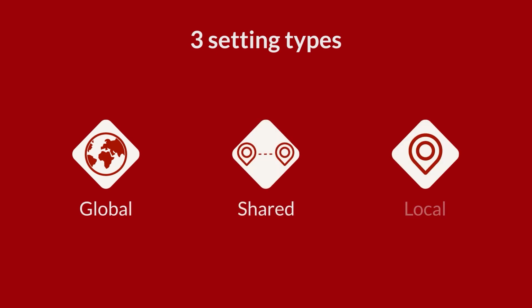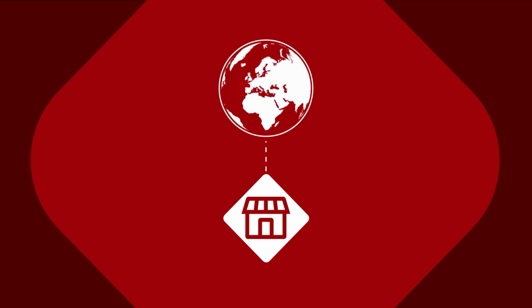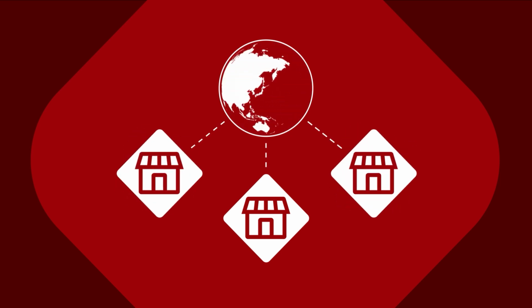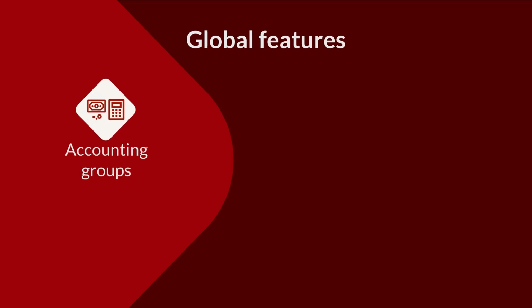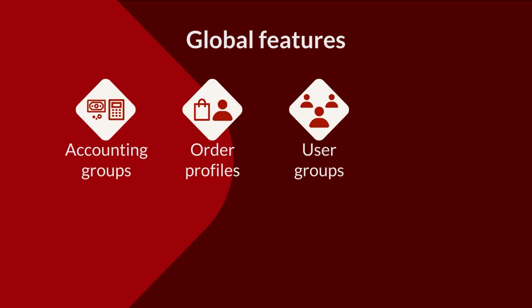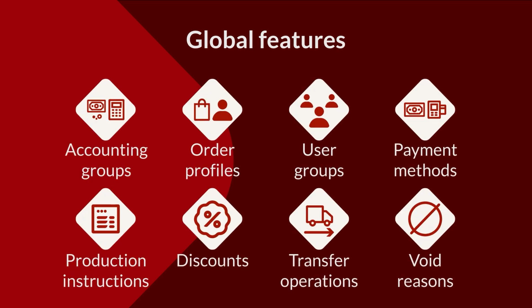You should also know about the three types of settings that apply to business location: global, shared, and local features. Global features are the same for every location in your Lightspeed restaurant business. When making changes to a global feature or setting in one business location, those changes are automatically copied to all other linked locations. Global features include accounting groups, order profiles, user groups, and the others listed on your screen.